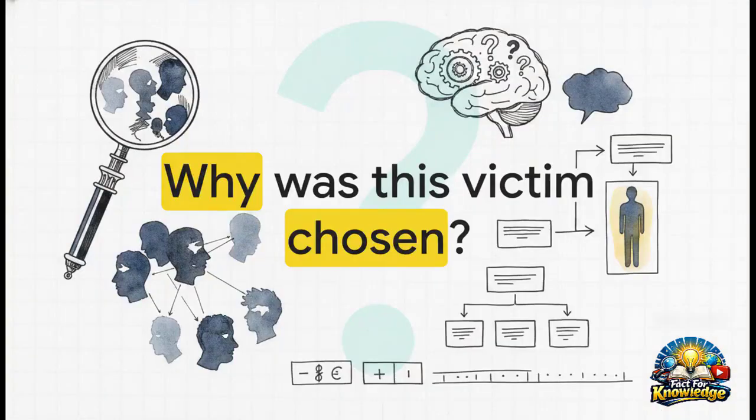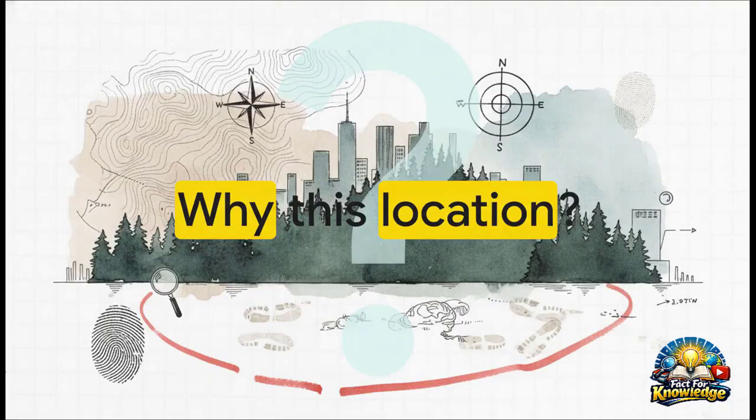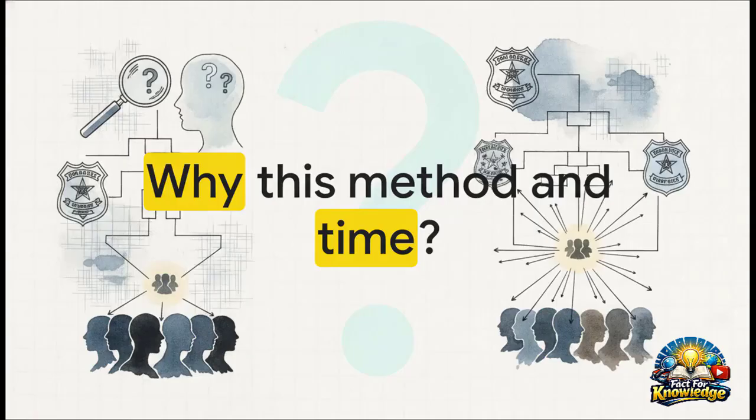To build those early profiles, behavioral analysts started firing off a series of really deep analytical questions. The very first one: why was this specific victim chosen? Second question, why this location? What does the spatial geography of this crime scene tell us about where the offender actually feels comfortable? And finally, why this specific method, and why this exact time?